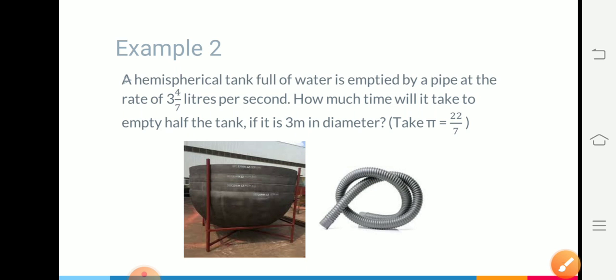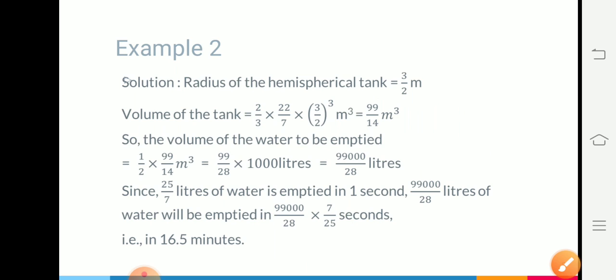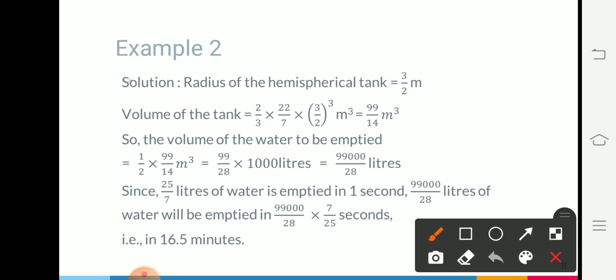So let us understand how to solve. Now the radius of the hemispherical tank is 3 by 2 meter. So you can take out the volume of the tank. So once you know the volume of the tank, which is 99 by 14 meter cube, please remember that the water to be emptied is given in liters. So you need to convert the unit meter cube to liters. 1 meter cube is equal to 1000 liters.